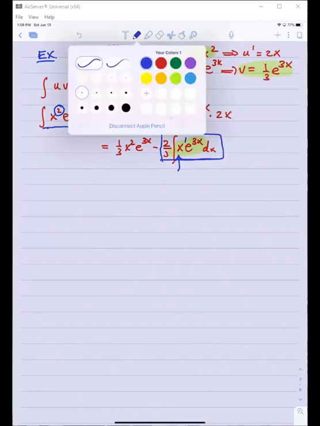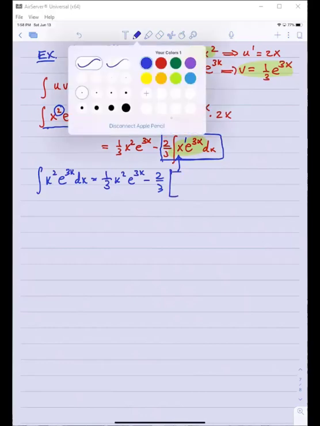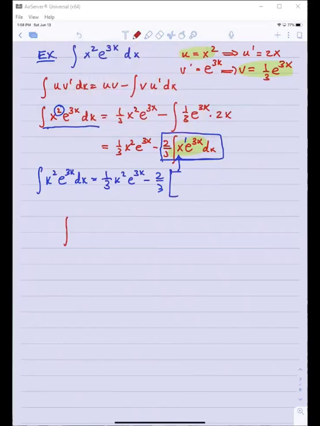So what I'm going to do is write the integral of x squared e to the 3x dx is equal to 1/3 x squared e to the 3x minus 2/3 times, and now I'm going to do a little mini integration by parts problem to handle that integral of x e to the 3x.